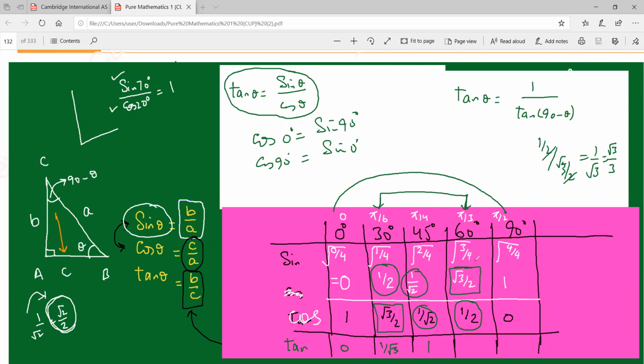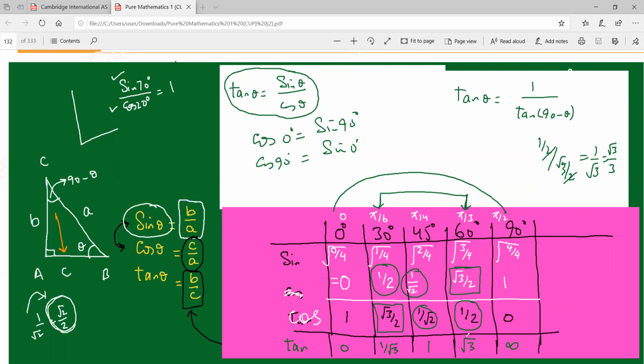Now look at this. If I divide the sine 60 with the cos 60, I will get under root 3. Check from your calculators. What is tan 60? It's under root 3. What is 1 over 0? That is infinity. So that is your tan 90's value.